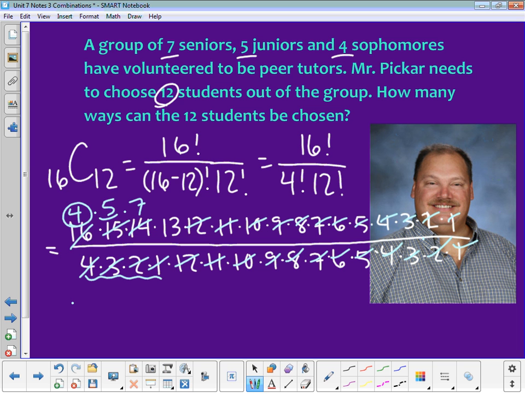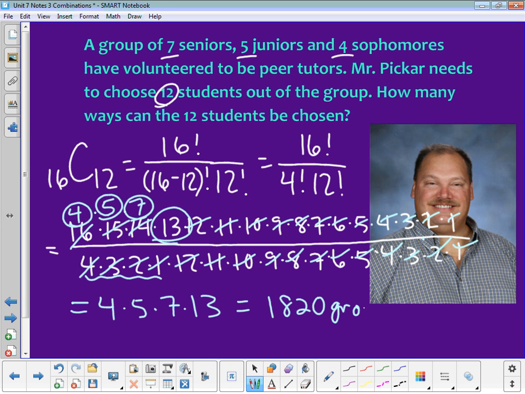I've got the 4, the 5, the 7, and don't forget about the 13 that's still there. So if I multiply those out, 4 times 5 times 7 times 13, I'm looking at 1,820 ways. 1,820 different groups of tutors that Mr. Picard could pick.